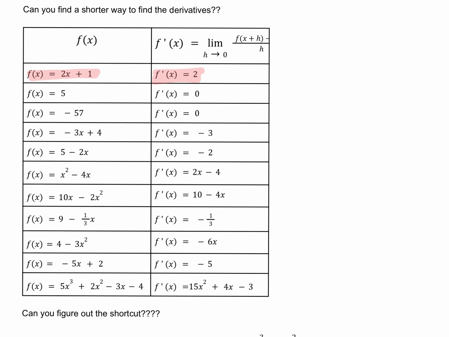Is there an easier way to come up with the derivative? If I were to give you the function, could you just tell me what the derivative is without having to actually go through that entire difference quotient? So I want you to pause the video here, take a few minutes, look at the two columns and see if you can come up with something that will allow you to go a little bit quicker to that derivative.